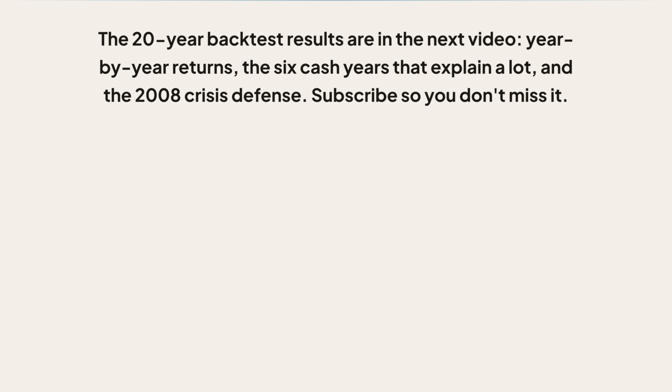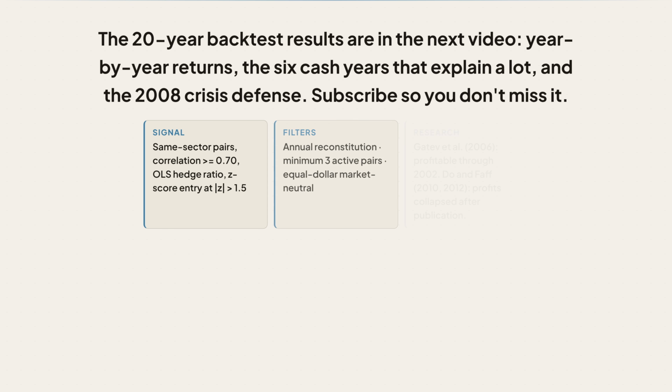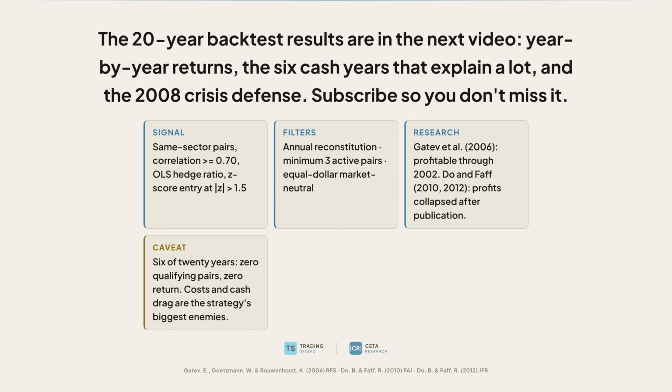The 20-year backtest results are in the next video: year-by-year returns, the 6 cash years that explain a lot, and the crisis defense that makes pairs trading interesting even when it doesn't make money.